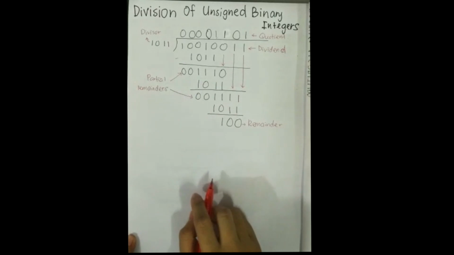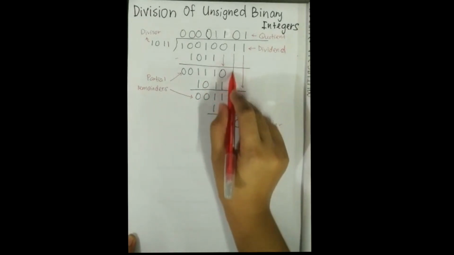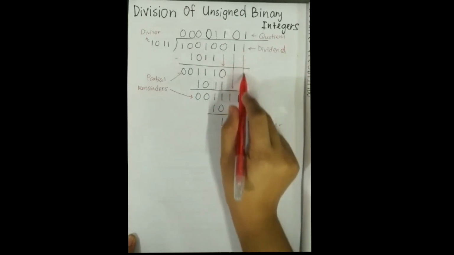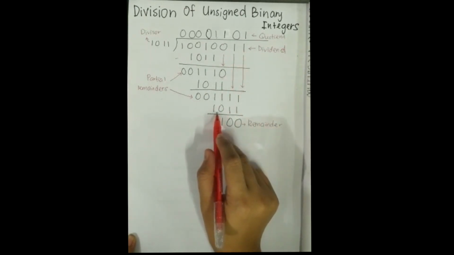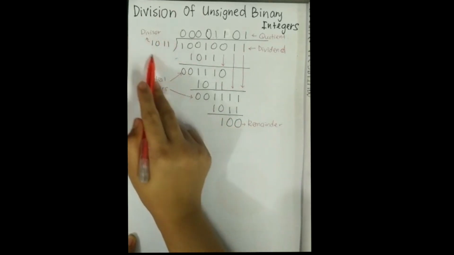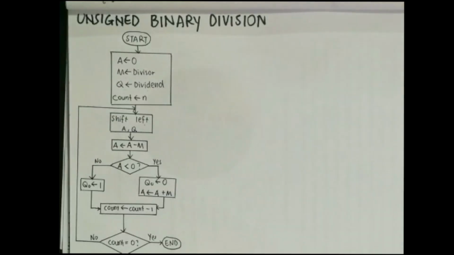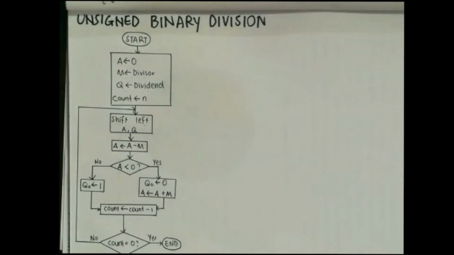The division follows a cyclic pattern. At each cycle, additional bits from the dividend are appended to the partial remainder until the result is greater than or equal to the divisor. The process continues until all of the bits of the dividend are exhausted. This is the flowchart of unsigned binary division.